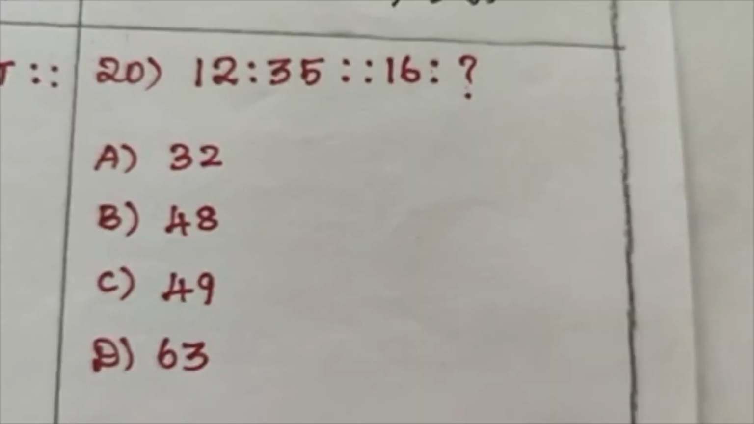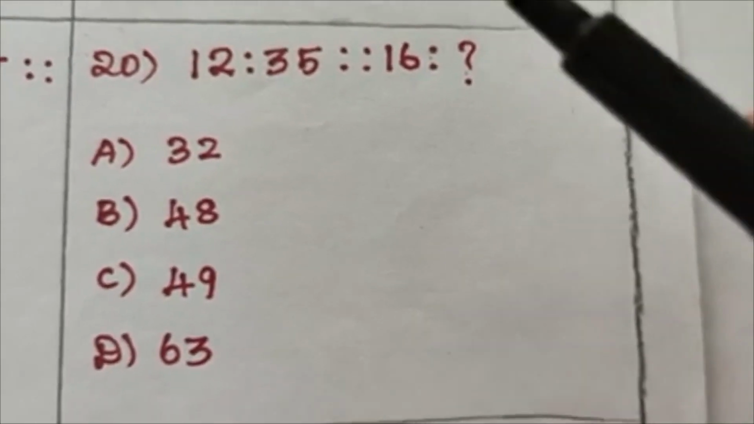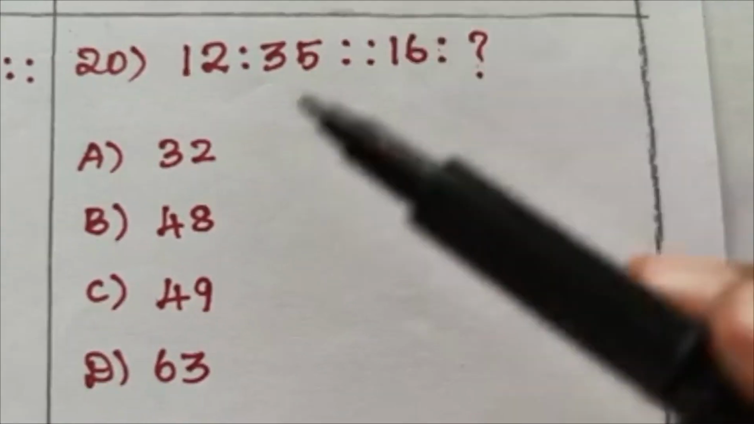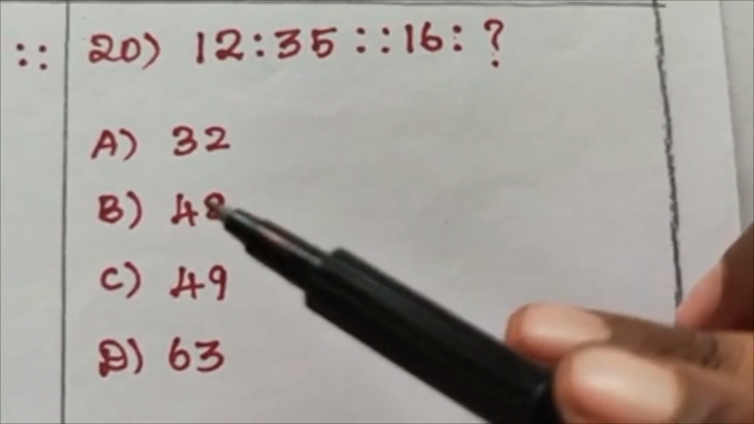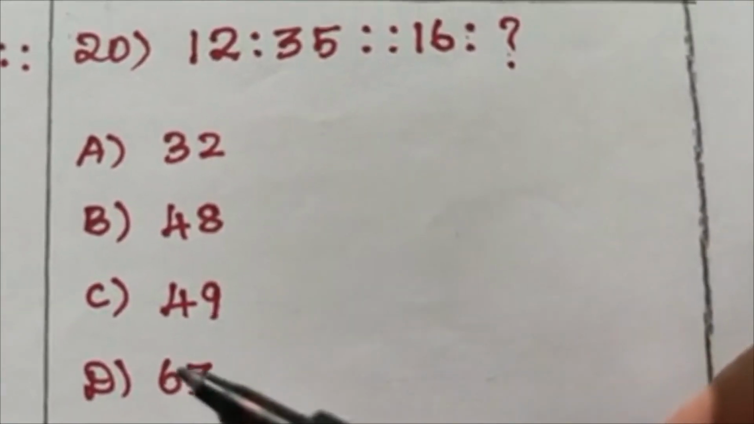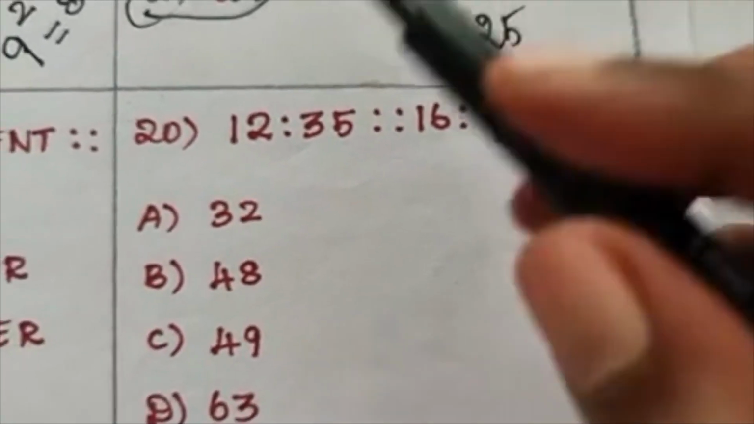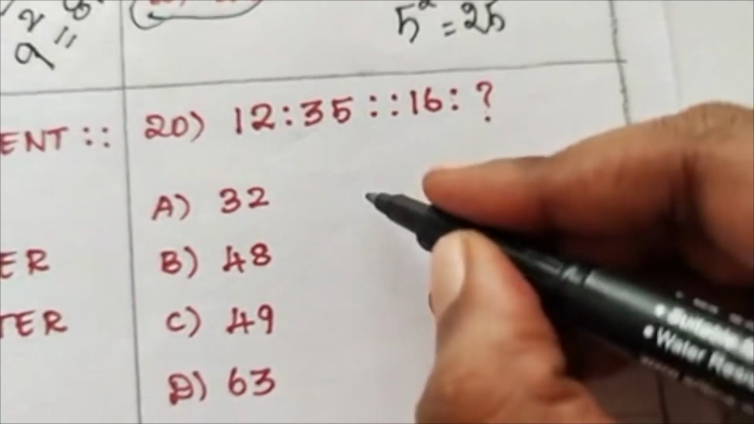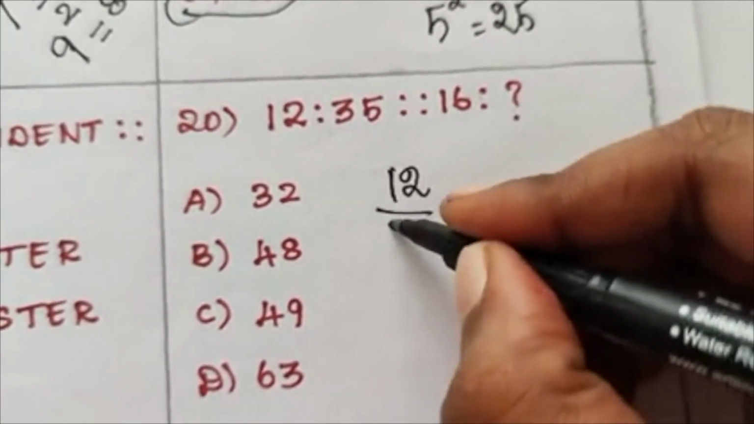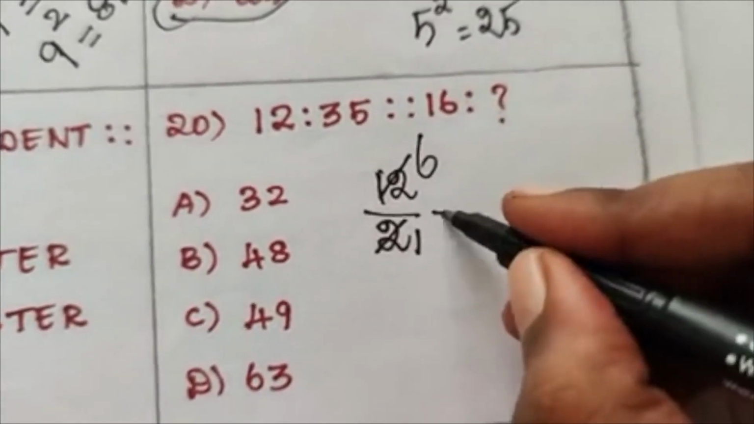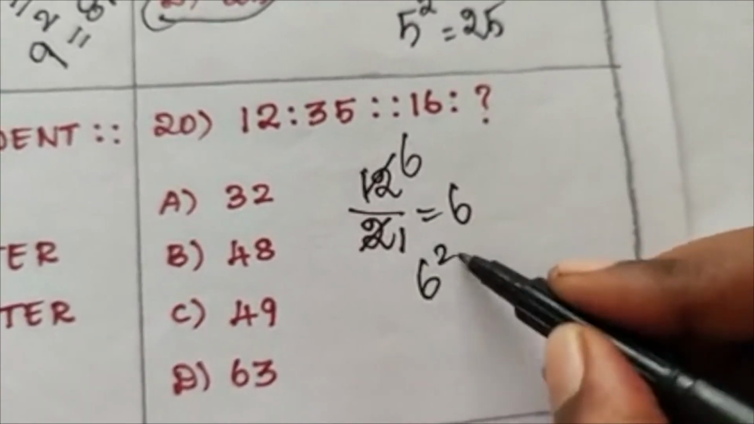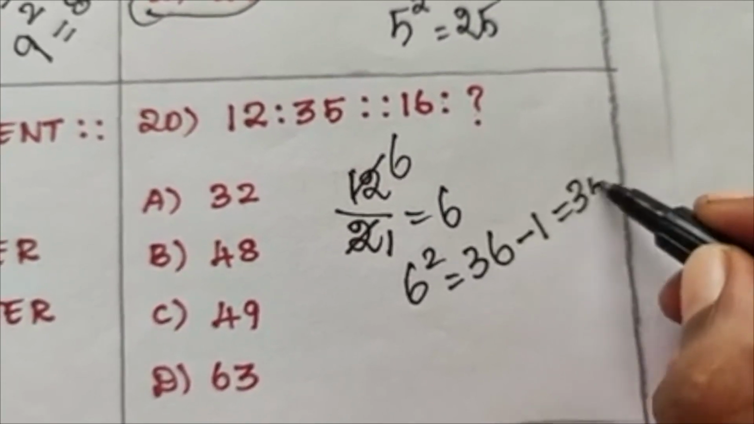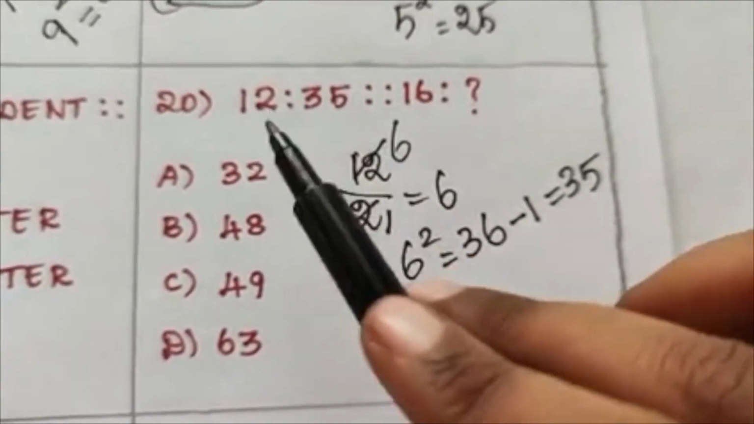Next question number 20. 12 is related to 35. In the same way, 16 is related to what? Option A 32, option B 48, option C 49, option D 63. Okay, so now we consider the first two terms 12 and 35. Listen, first I consider 12. What is 12 by 2? 6. So 6 square is equal to 36 and 36 minus 1 is equal to 35. So in this relation, 12 is related to 35.